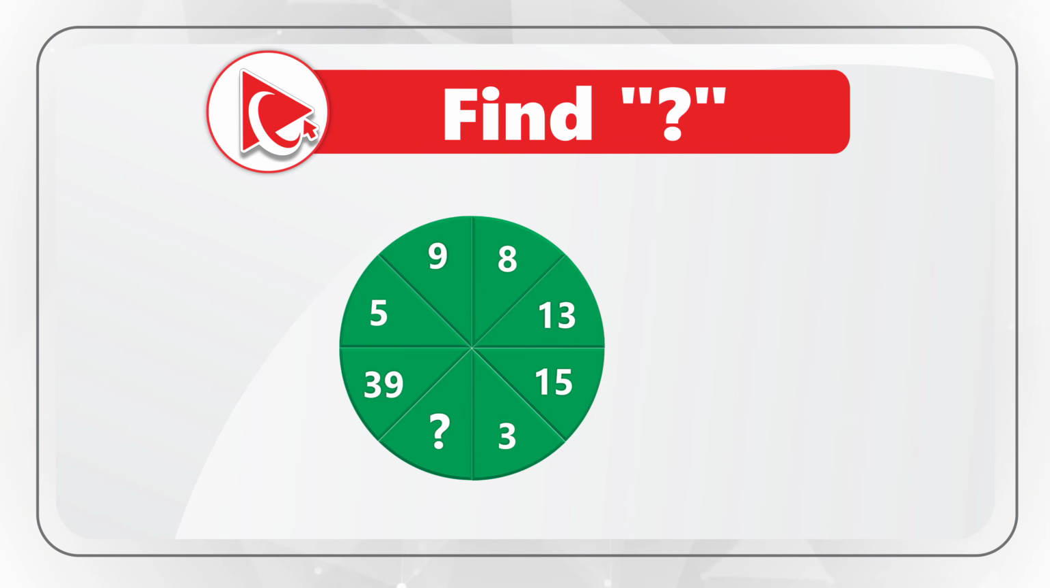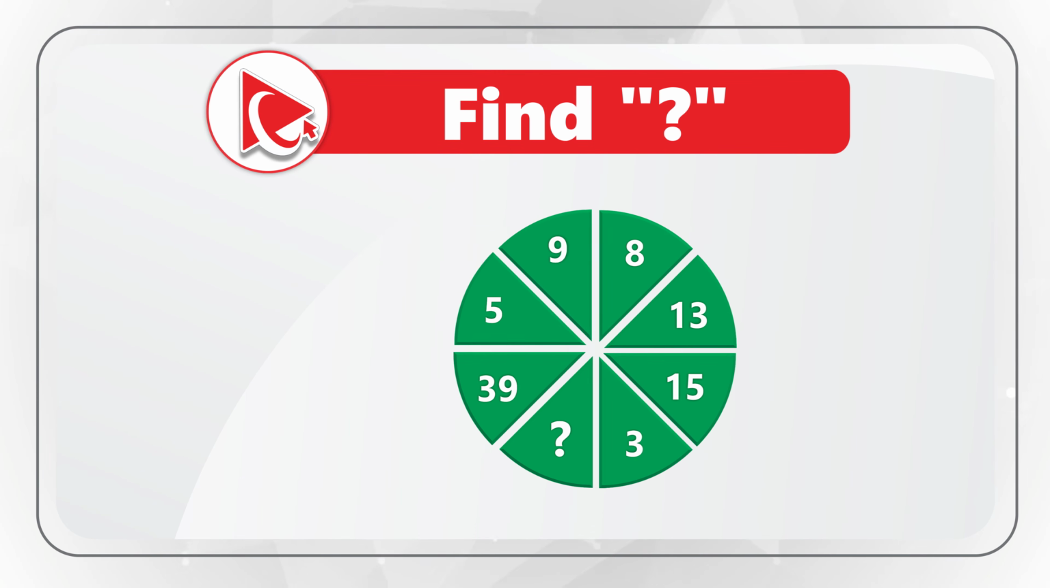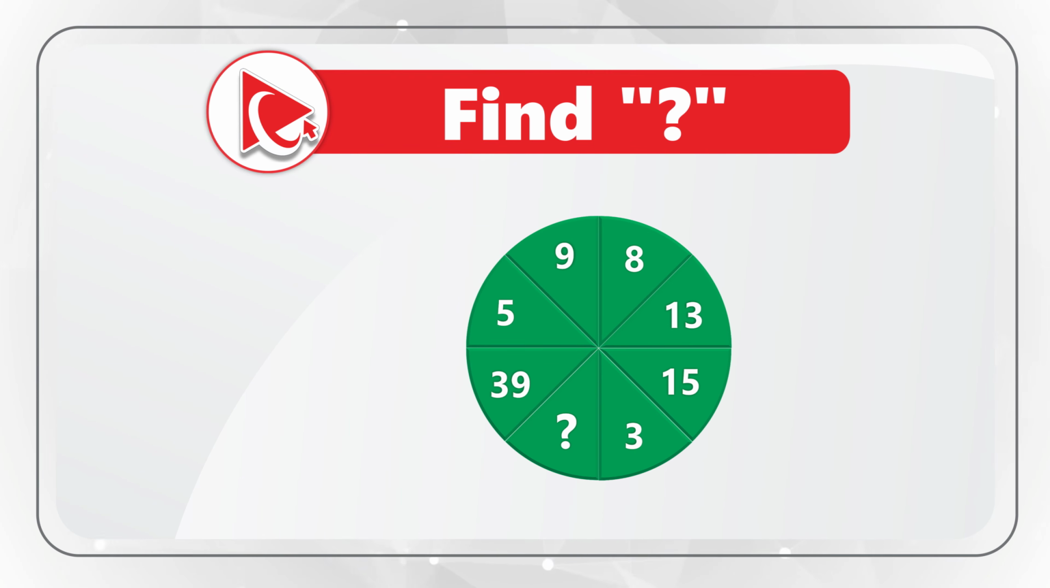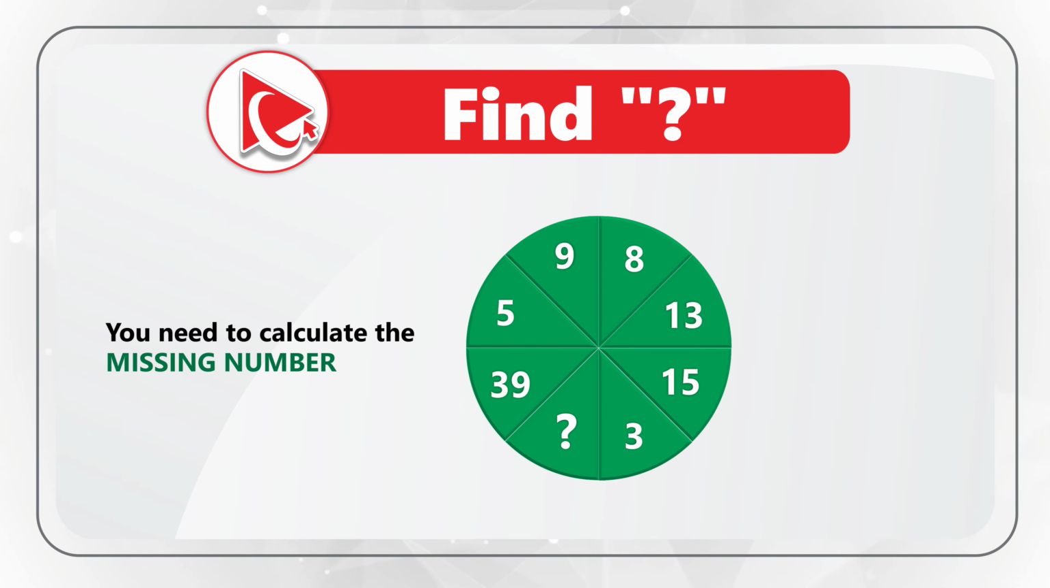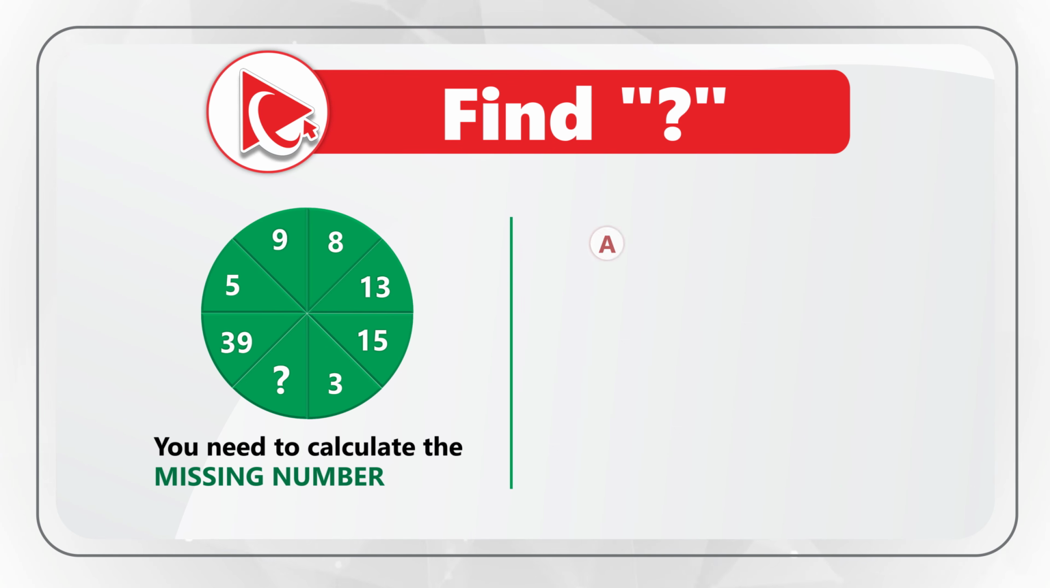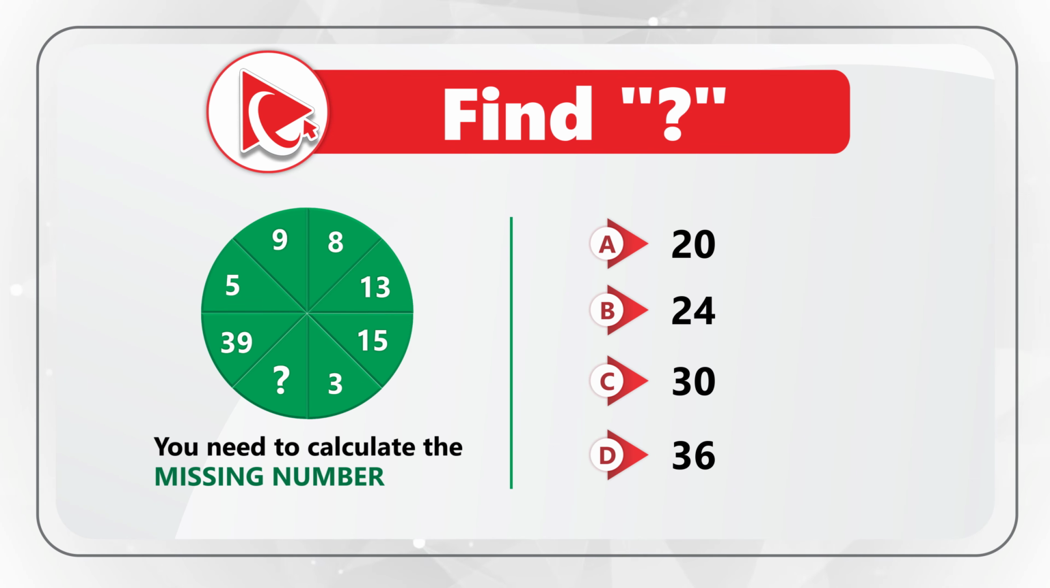You're presented with a circle broken down into 8 sections. In each section, there is a number, and in one section, the number is missing, and you need to calculate the missing number. If we start with the 8 o'clock, the numbers that are present are 39, 5, 9, 8, 13, 15, 3, and then comes the missing number. You need to calculate the missing number out of 4 possible choices. Choice A, 20, choice B, 24, choice C, 30, and choice D, 36. Take a close look, maybe pause this video to see if you can calculate the solution.